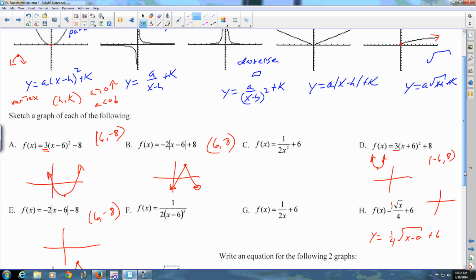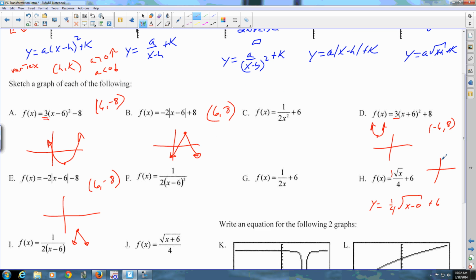At 0, 6. A is positive, so it's the upper half of a sideways parabola. If A was negative, then it would be the lower half. But it's not. A is positive, so it's the upper half.